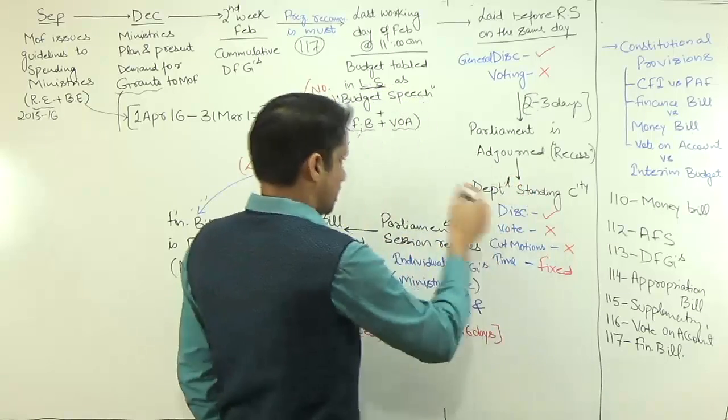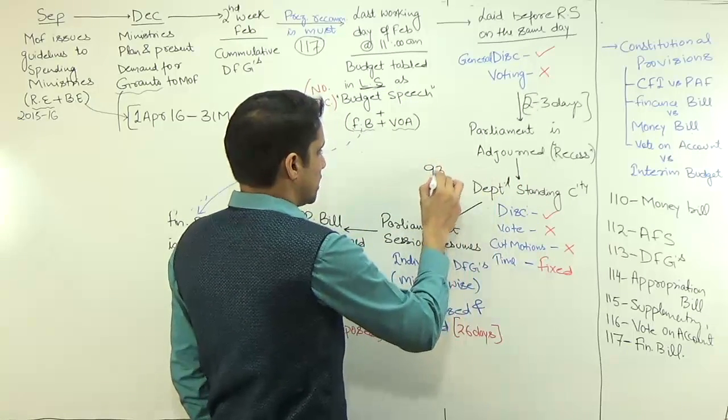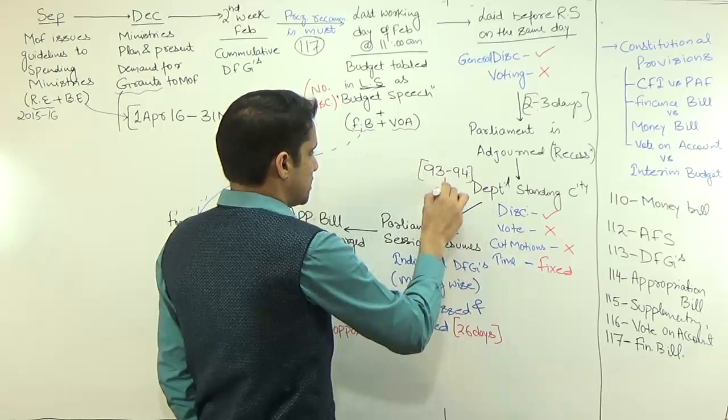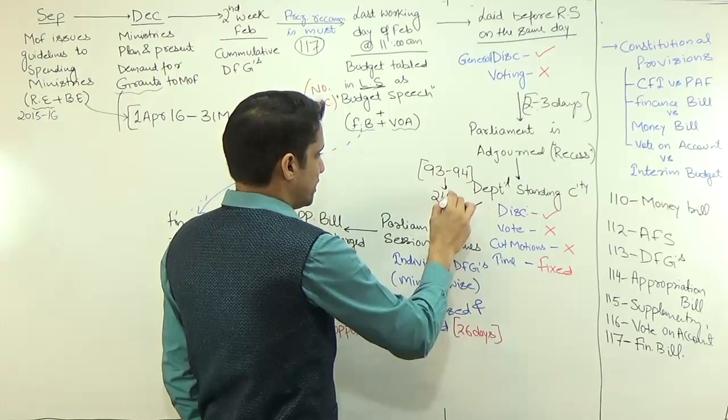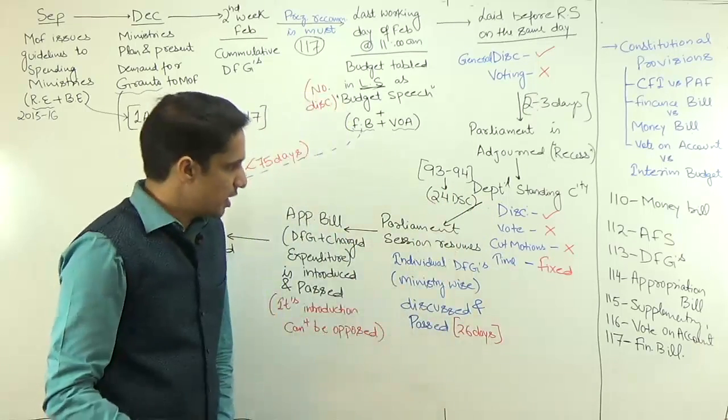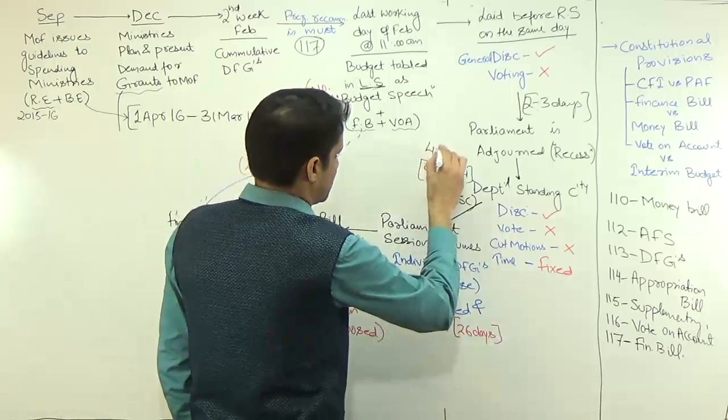This departmental standing committee system we started in 93 and 94. Under this system, we have 24 departmental standing committees. And what is the role of this departmental standing committee? They have a total of 45 members.